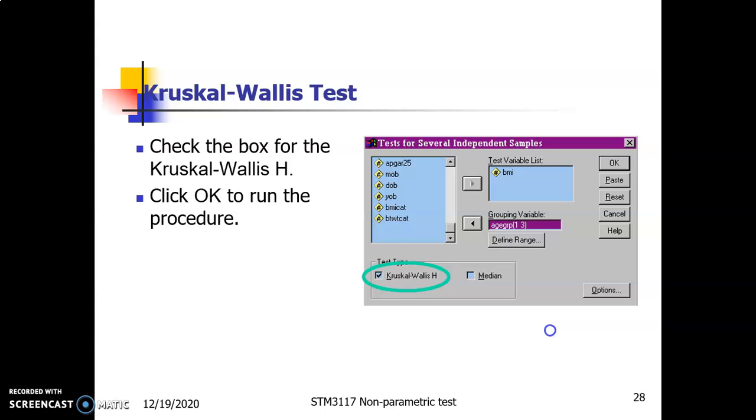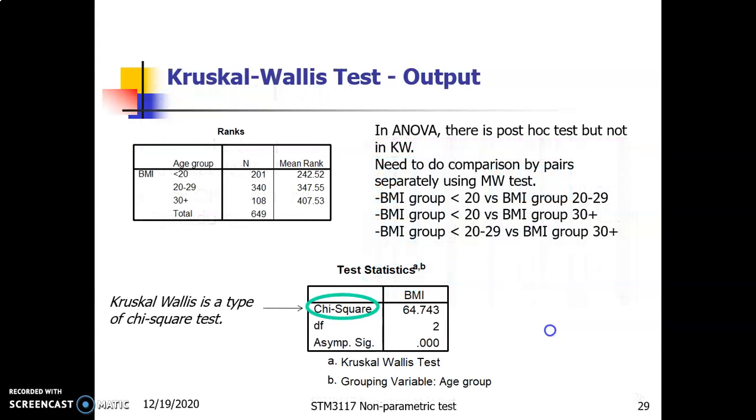This part you will learn in your practical lab, alright? Look at the chi-square, because Kruskal-Wallis is a type of chi-square test also. Look at the value, which is 0.000, which is less than 0.05. It means there is at least one significant difference between the groups. When we want to know which pairs give the significant difference, we need to do the comparison by pairs separately using the Mann-Whitney test.